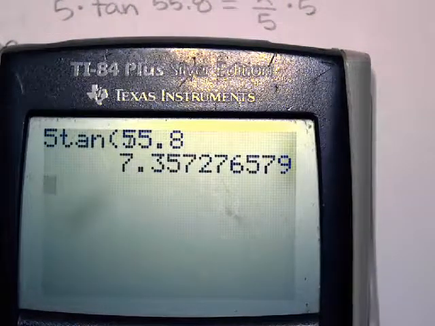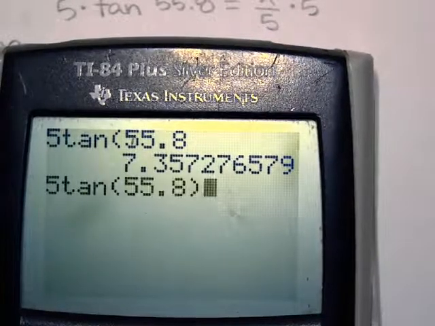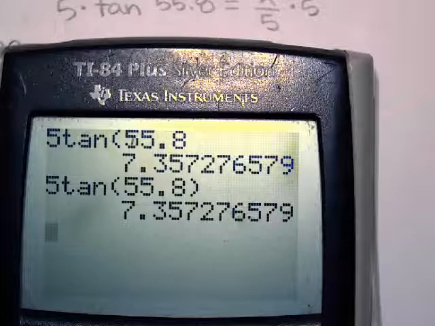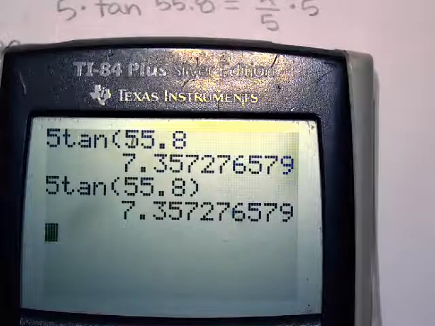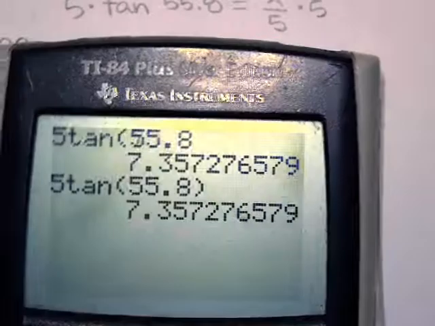Yep, there you go. And it said to round your answer to the nearest thousandth, which is 3 decimal places, so that is what we're going to do. So we got 7.357, and we're done. So x is approximately 7.357.